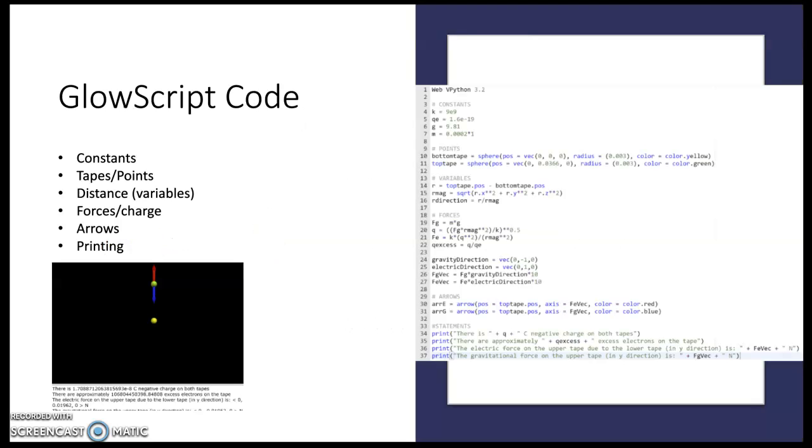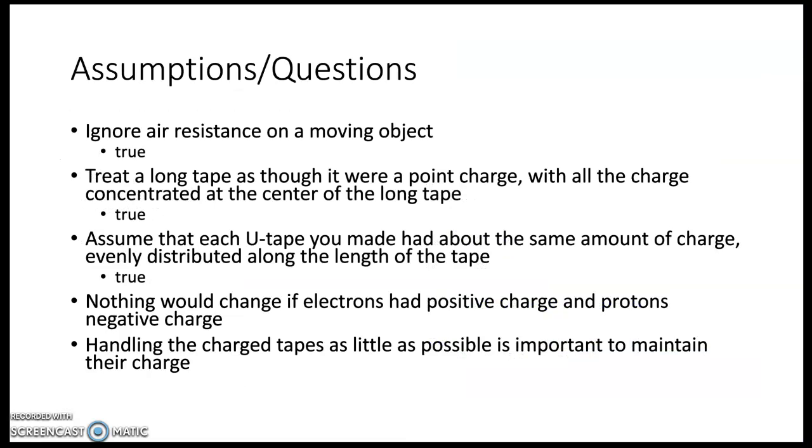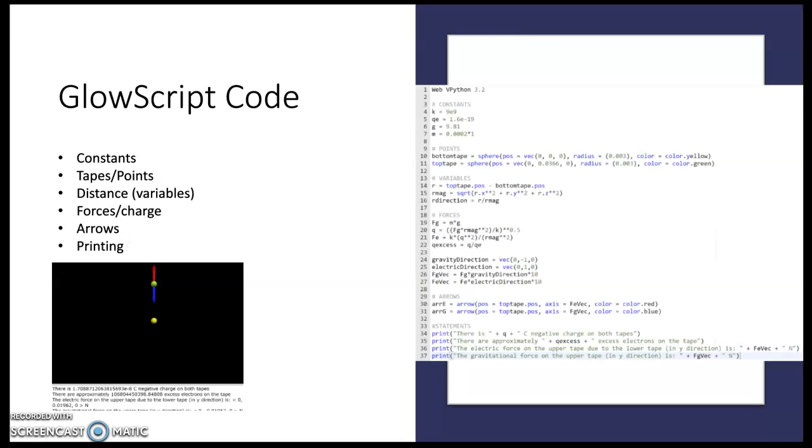This was then modeled using Python and GlowScript. The actual code that I wrote is on the right, and on the left is the diagram that was created by this code. On the left, you can see that the yellow and green dots are the actual pieces of tape, and then the red arrow acting on the upper dot is the electric force pushing that piece of tape upwards, and then the blue arrow is the gravitational force pulling it downwards. They would be equal so that there is no net force.